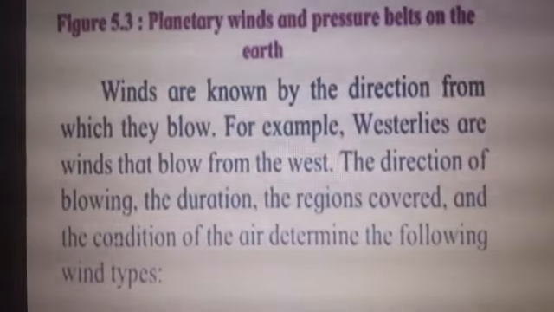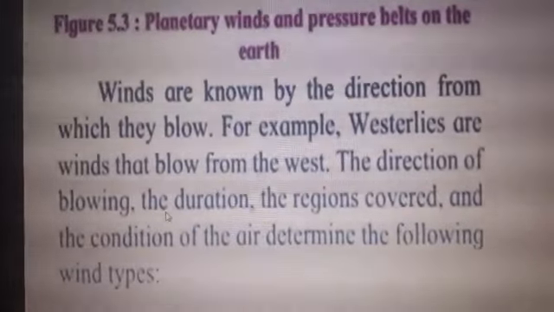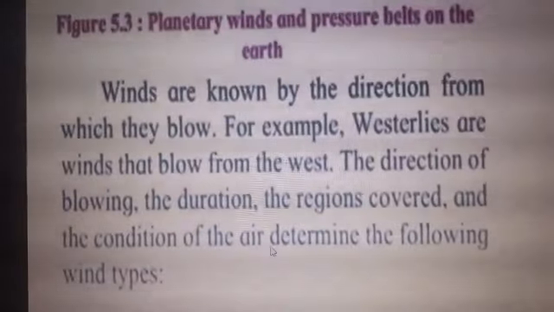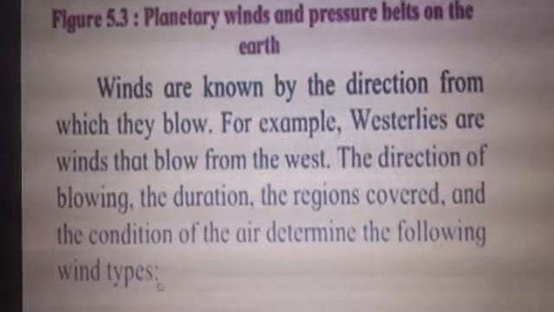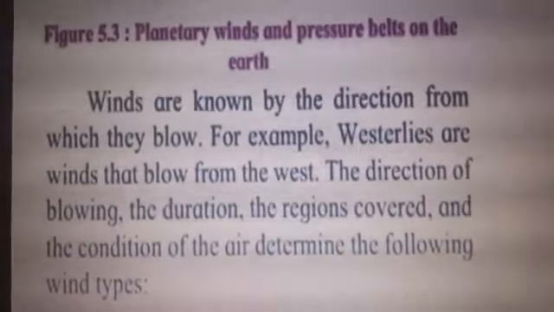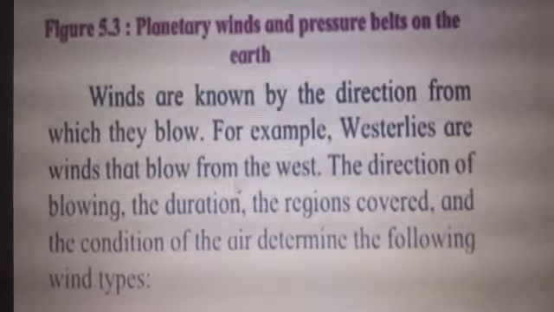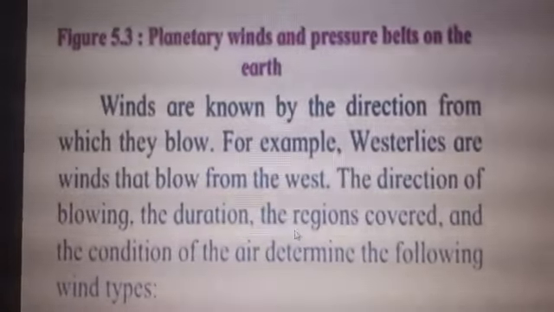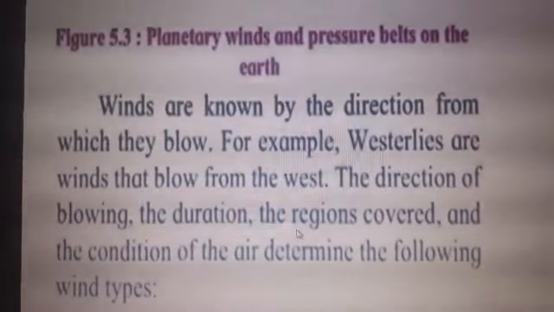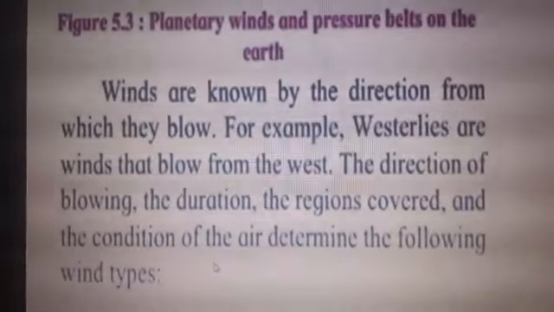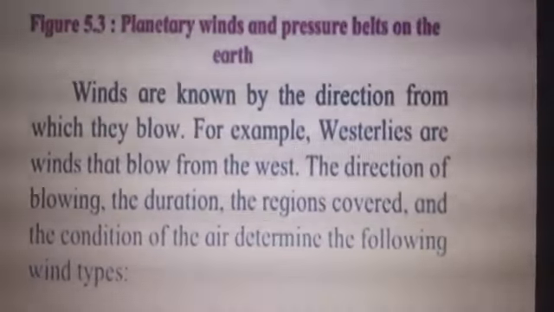The direction of blowing, the duration, the regions covered and the condition of the air determine the following wind types. So what determines the type of the wind? That is the direction of blowing. From which direction the wind is blowing, the duration of the wind, that is the time period, then the regions which are covered by the winds when it is blowing, and the condition of the air determine the following wind types. So we are going to study now the types of the winds.